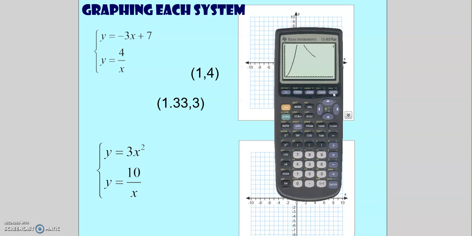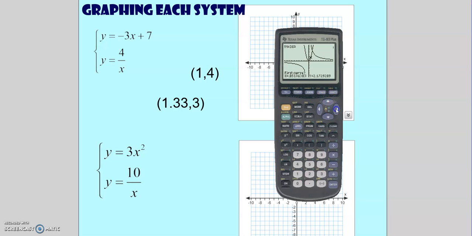Okay, again, I'm still in quadrant 1, so that's not really doing me a lot of good here. So I could go back to zoom. Standard is always a nice place to go, which is option 6. So then I can see I have a parabola and my hyperbola, and I'm looking for this intersection point right here. So I can go to second trace, which is your calculate again, option 5.